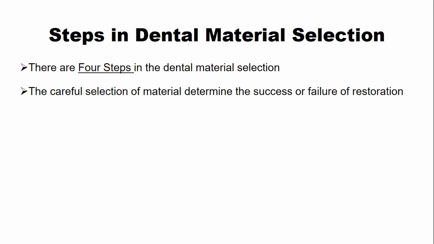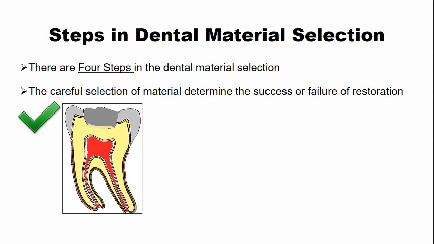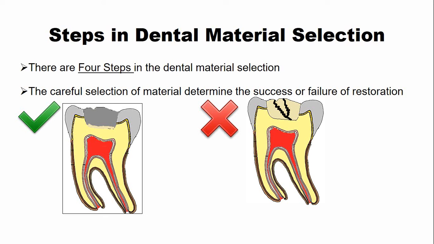So today we are going to discuss another introductory video related to dental material science. Today we are going to discuss the process of dental material selection. What are the steps in selection of a dental material for clinical use? There are 4 steps in dental material selection, and careful selection of the dental material is very crucial as it determines the success or failure of a restoration.